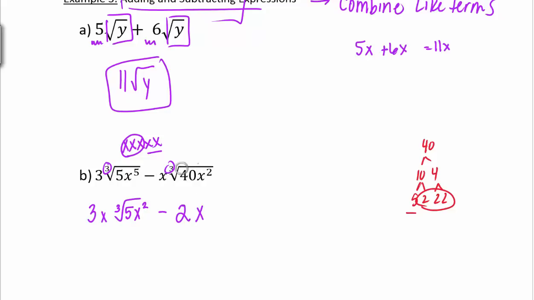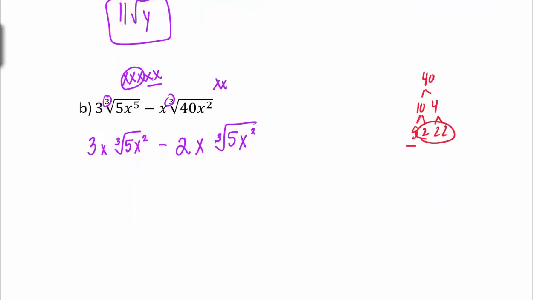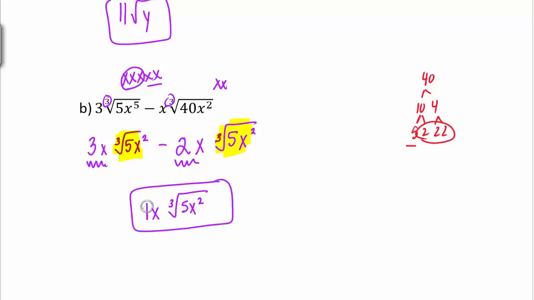And the 5x squared is going to stay on the inside. And that's because I can't get a group of 3 if I only have x squared on the inside, right? There's only 2, so I can't get a full group of 3. So now I have the same radical, and it has to be the exact same in order to do this. So I can say 3x minus 2x is 1x times the cube root of 5x squared. And of course you don't need the 1 there, but just in case.